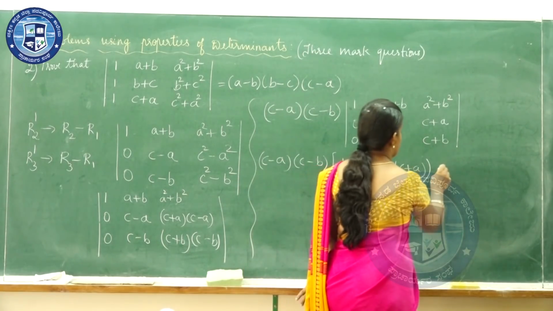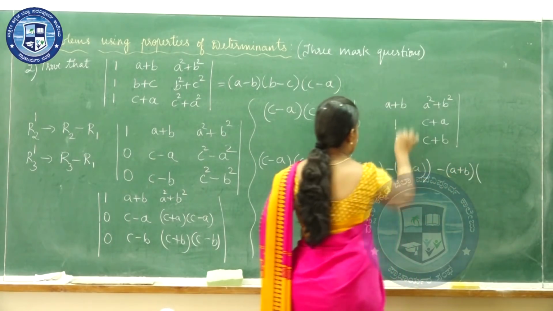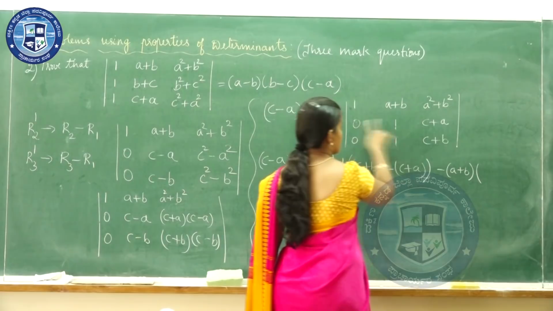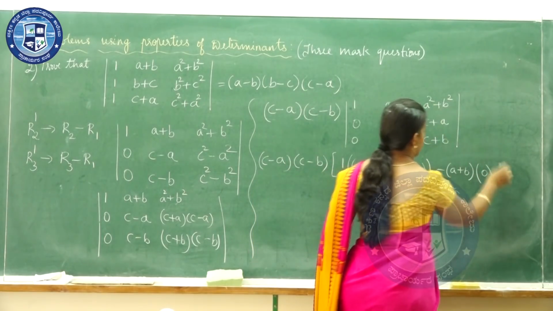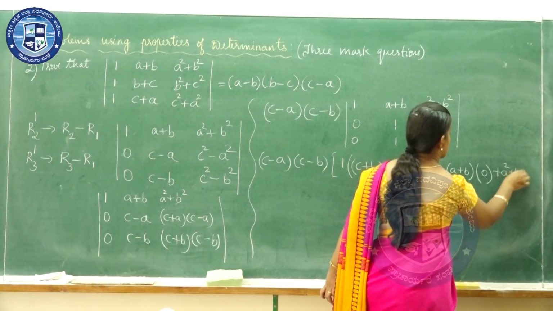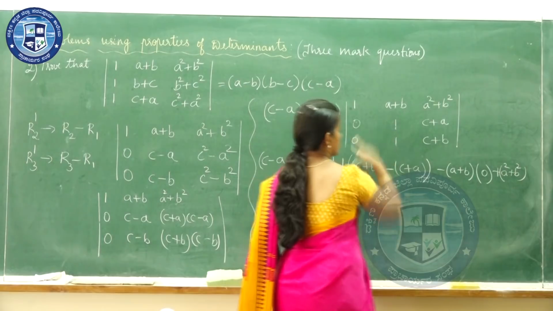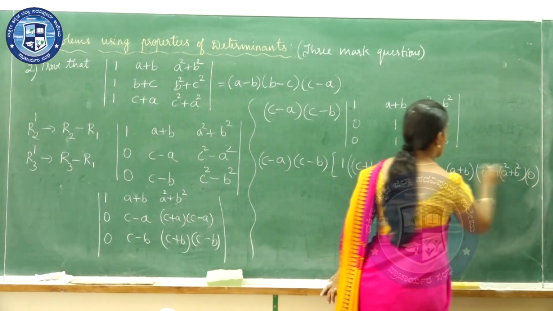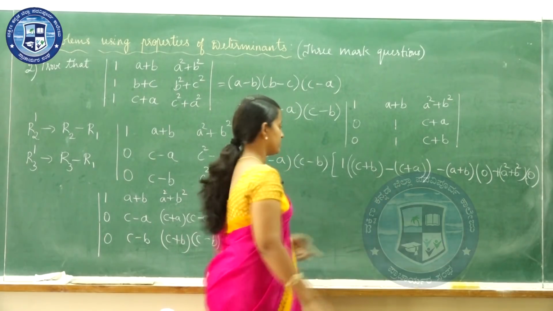Change the sign of this. So minus (A plus B) into, delete this, 0 into this is 0, minus 0, so this is 0, plus (A square plus B square) into, delete this, 0, 0, so this is also 0. So these two terms are giving you 0, so you have to simplify only this part.